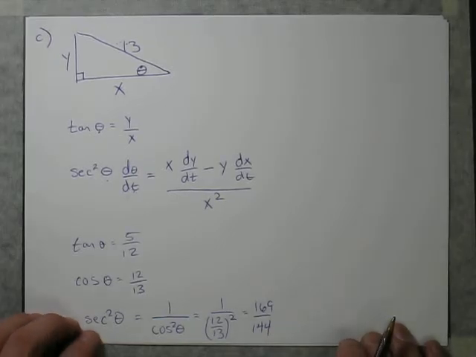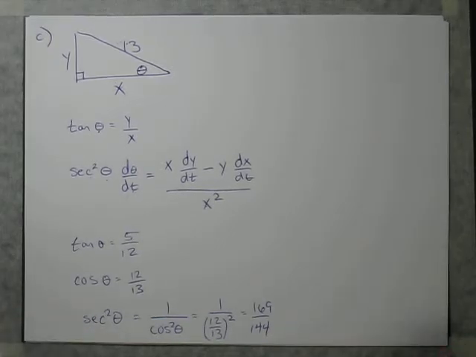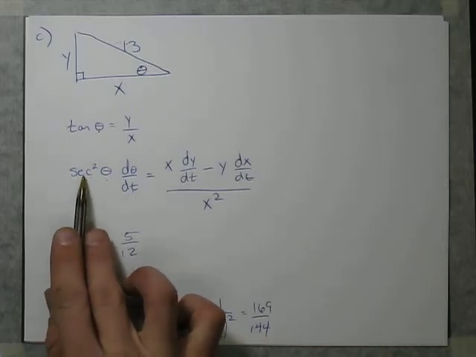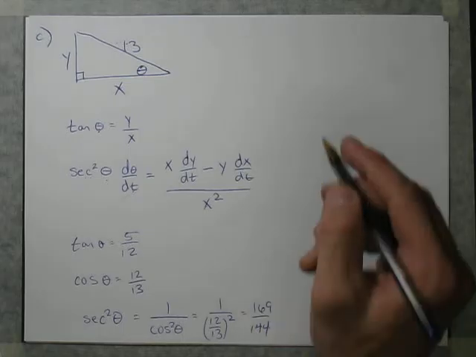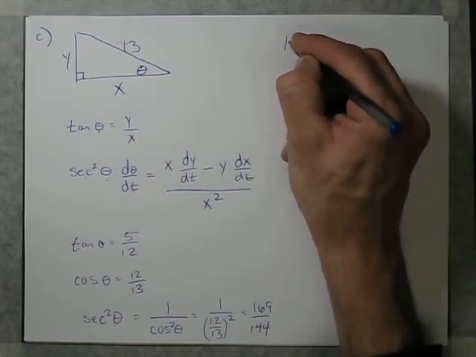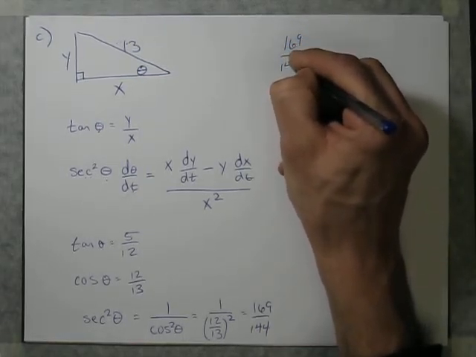So sometimes in the book, you're going to get these exact values, and you're like, well, how did they get that? Well, here is our process of getting there. And so we get 169 over 144. You can go back and check that out. So what I know is that secant squared theta is 169 over 144. So I'm going to put that up here, 169 over 144.